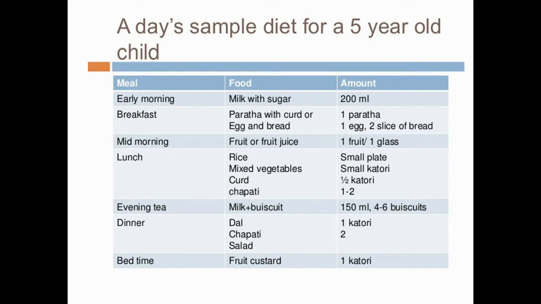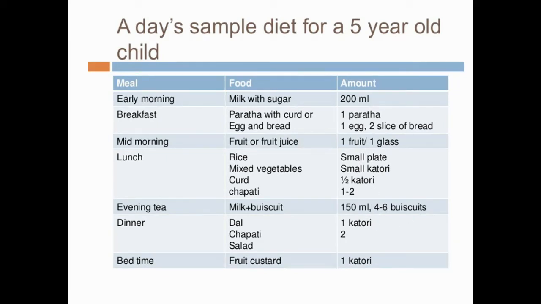So how much amount should you have? If it is rice, it will be a small plate, a small katori, half a katori, and one or two chapatis. Evening tea: milk plus biscuit. You should consume 150 ml of milk with less water, and 4 to 6 biscuits.